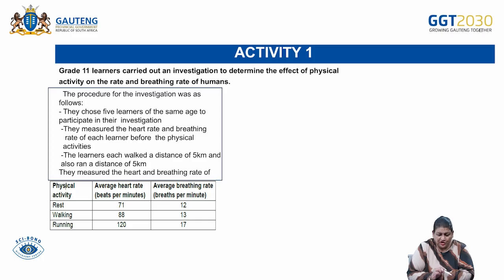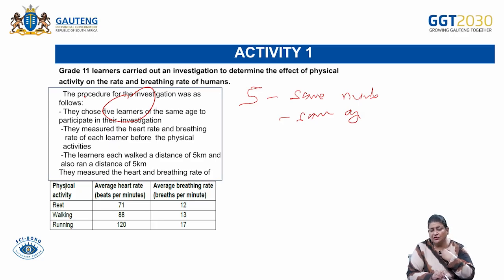So the learners carried out this procedure. The procedure for the investigation was as follows. They chose 5 learners. So 5 learners were chosen of the same age, same number of learners, then the same age, maybe 16 years old, and then they measured the heart rate by just taking a stethoscope and listening to the heart rate and counting it using a little digital clock. You can count in 1 minute how many times did the heart beat.